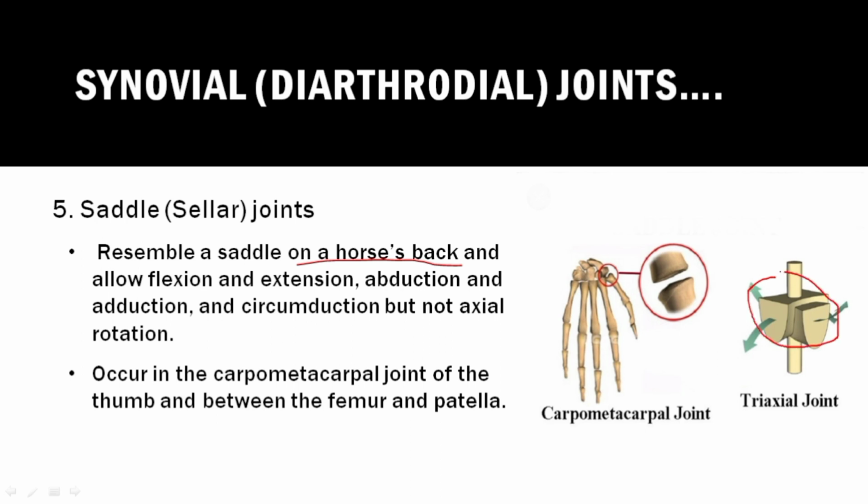The saddle or sellar joints resemble a saddle on a horse's back. They allow extension and flexion, abduction and adduction, and circumduction. They don't allow actual rotation. They can be found at the carpometacarpal joint of the thumb and between the femur and the patella. So this is where we can find this joint.